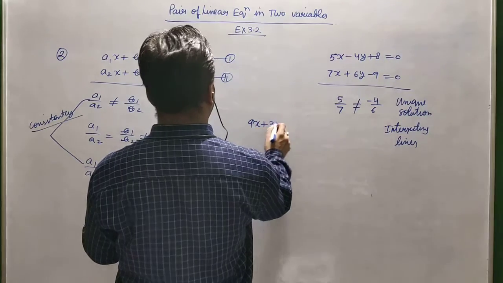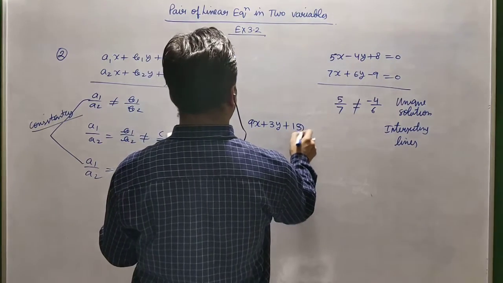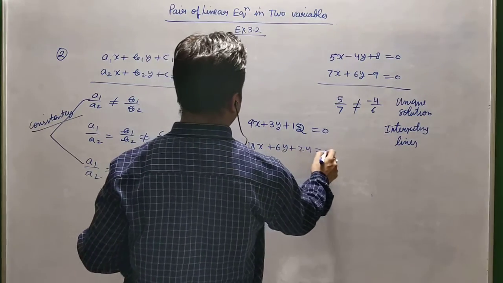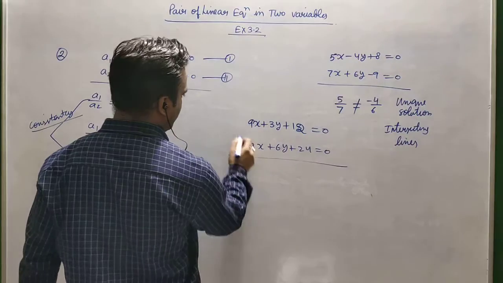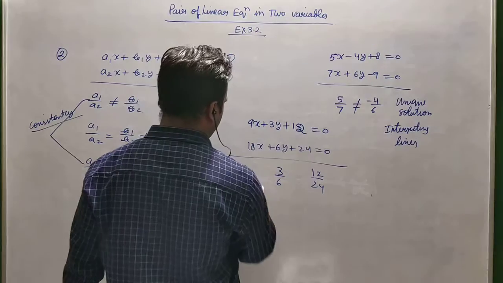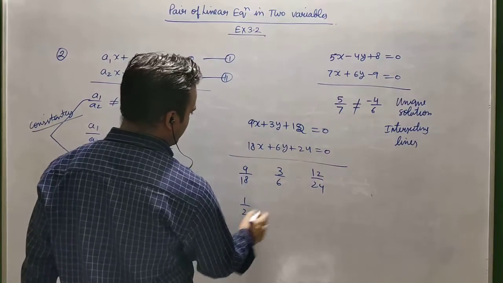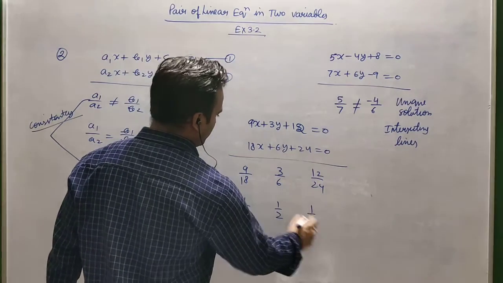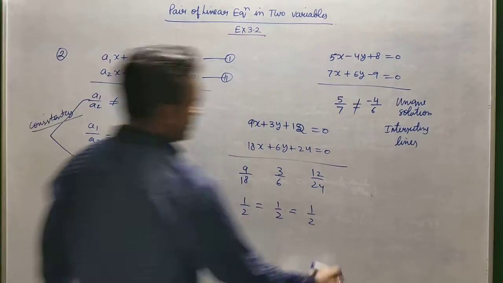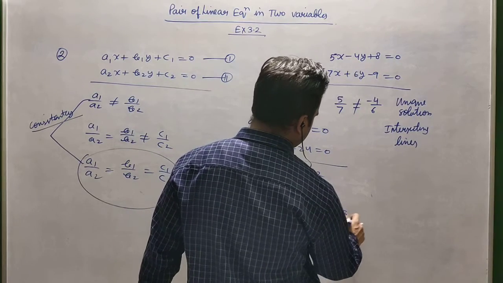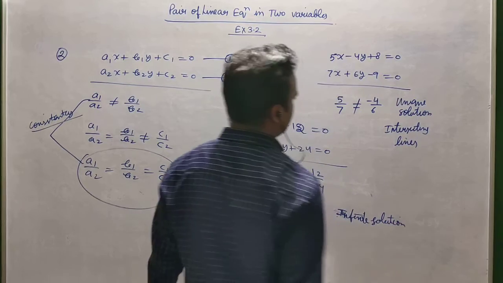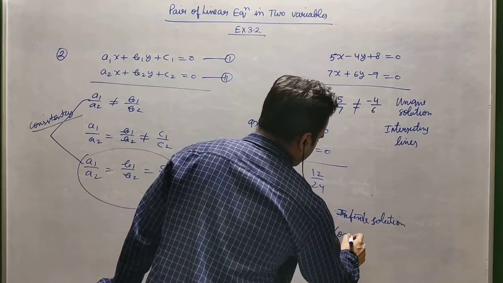This is 9x plus 3y plus 12 is equal to 0, and 18x plus 6y plus 24 is equal to 0. This will work as a1, so 9 upon 18, this is 3 upon 6, this is 12 upon 24. If you simplify it, we are getting 1 upon 2, this is 1 upon 2, this is 1 upon 2. All are equal. So how many solutions are possible? Infinitely many solutions, right? Infinite solutions. So which type of nature of the line on the graph? Coincident lines.